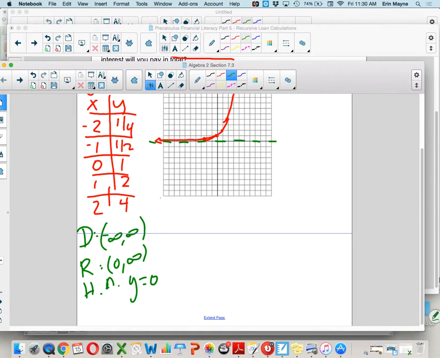y equals 0. Notice she gave it as an equation, right? If you don't give it as an equation, you're not getting full credit. And the y-intercept is (0, 1). (0, 1).